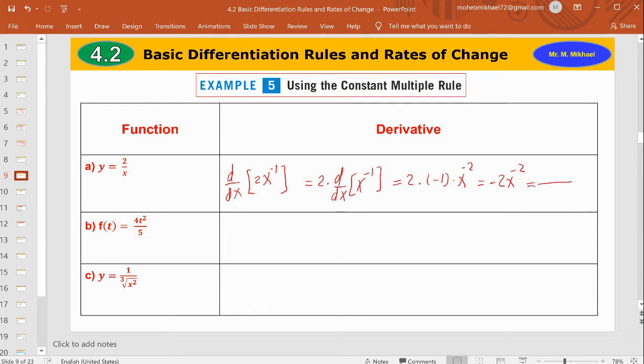Negative exponents are not in the simplest form in mathematics. So let me keep the negative 2 up and bring this x to the negative 2 down in order to be x to the power 2.